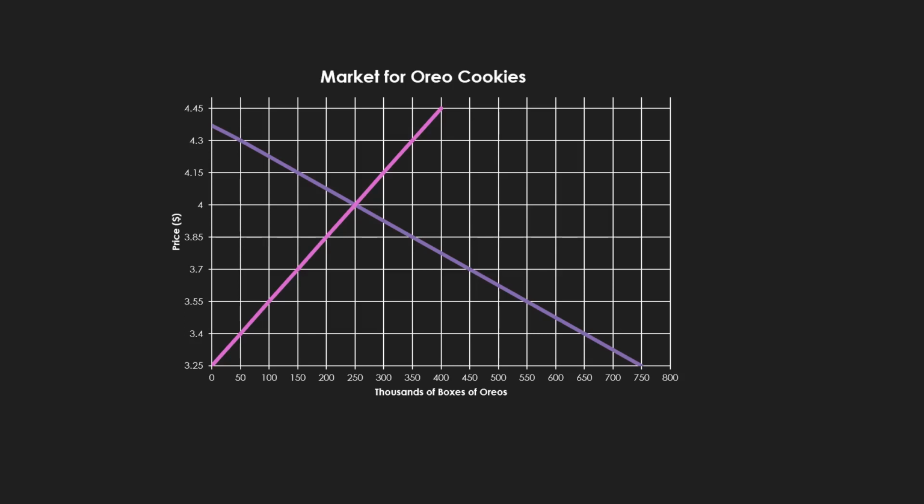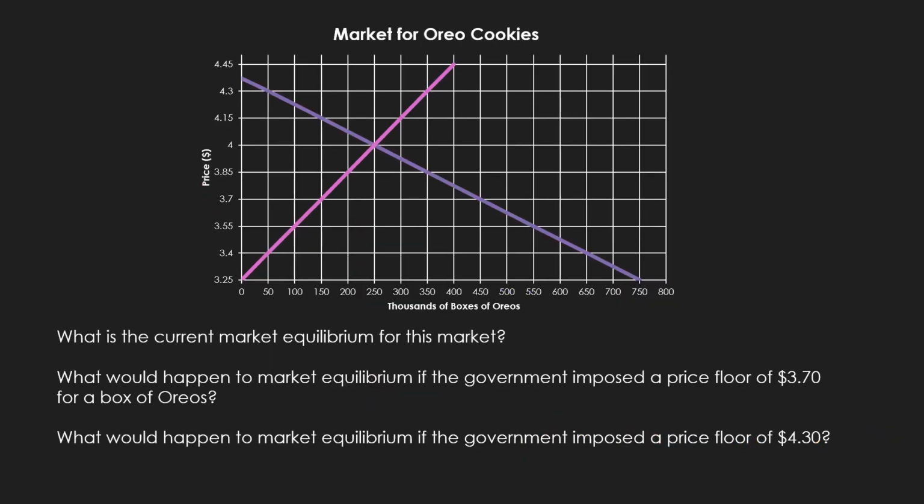So here's another example. We have the market for Oreo cookies. If we just use the graph, we can determine that our market equilibrium is going to be at $4 and at 250,000 boxes of Oreos. So P star is equal to $4. Q star is 250,000 boxes of Oreos. So we've already answered the first part. Q star is 250K.